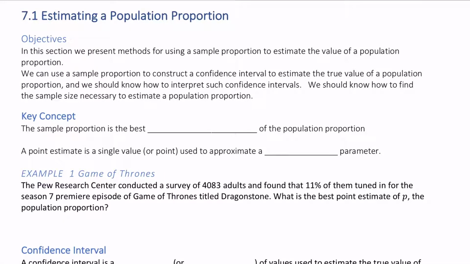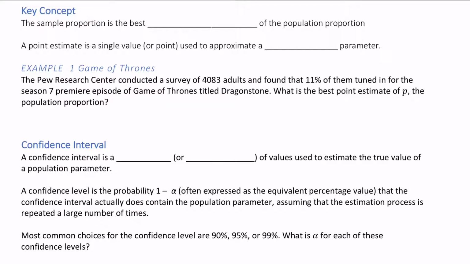Welcome. Today we're going to discuss estimating a population proportion. The sample proportion is the best point estimate of the population proportion. A point estimate is a single value or point used to approximate a population parameter.